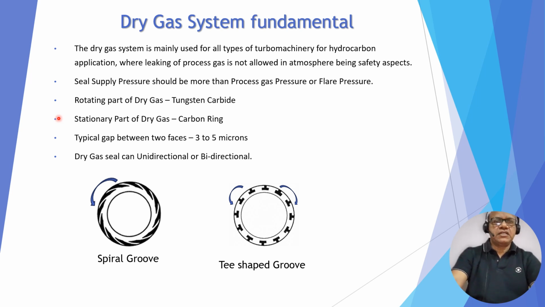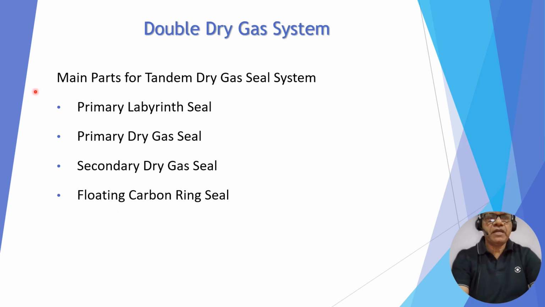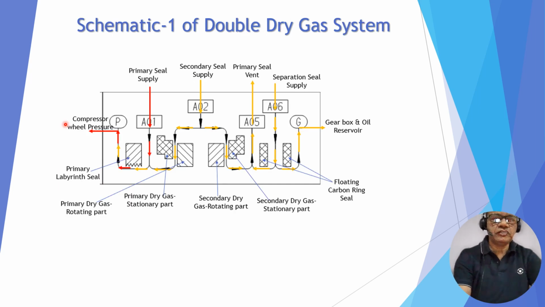The dry gas seal system can be unidirectional, if it is a spiral groove, as you can see, or it can be bidirectional, with a T type of groove. The main parts of the tandem type dry gas seal system are the primary labyrinth seal, primary dry gas seal, secondary dry gas seal, and floating carbon ring. These are the main components of the double dry gas seal system.